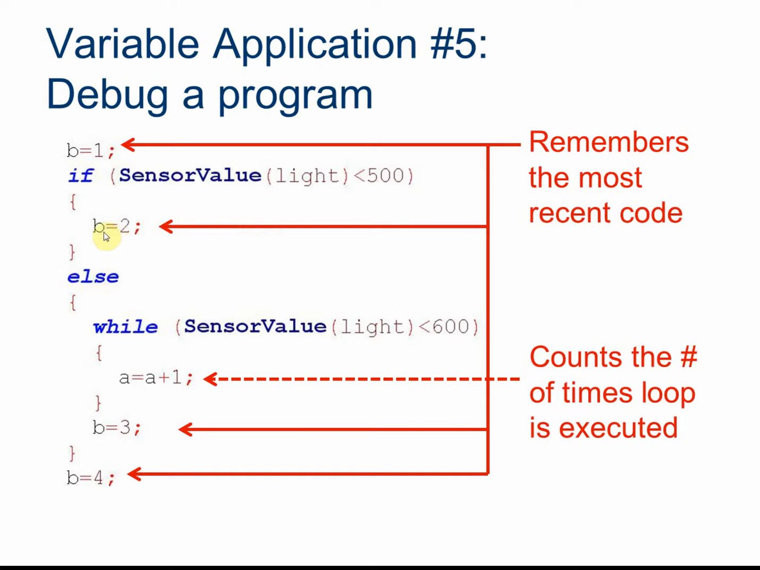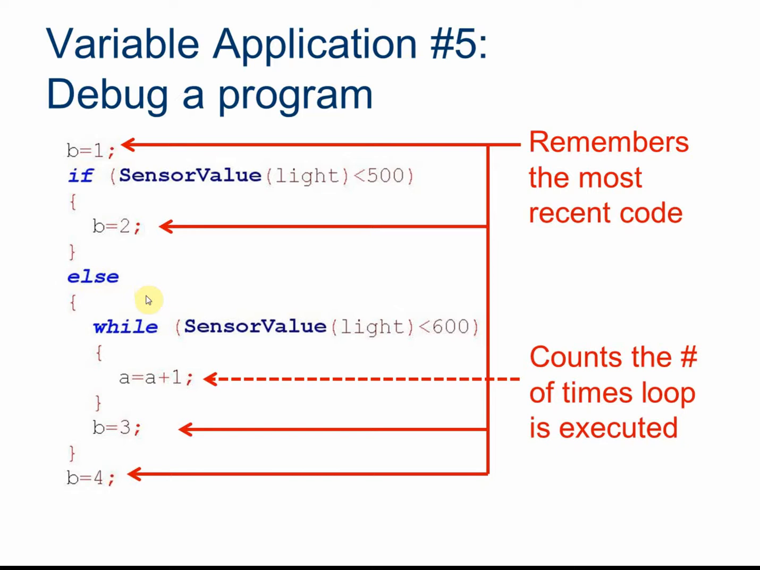If it goes to b equals 2, then you know, okay, it detected the sensor value of the light was less than 500. A is handy because you can see how many times it's incremented. If A never changes, even though this is true, then there's clearly a problem somewhere, like something's wrong with this while loop. B equals 3 when this while loop's finished. If B equals 3 at the end of the program, you know it went through the while loop and it finished. And then B equals 4, it runs that after this entire block of code.